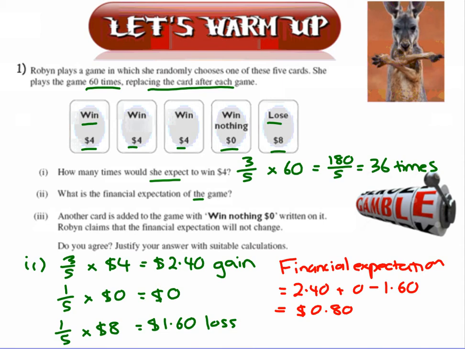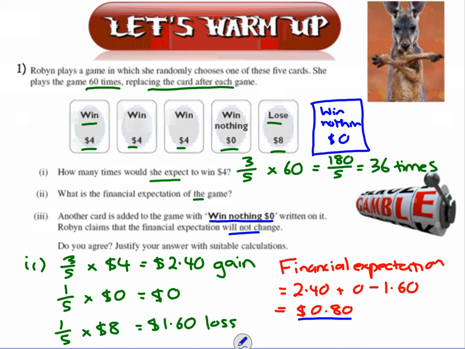Part III says another card is added to the game. So for example, we've got another one here, and that card is win nothing, $0. You don't have to draw the card if you don't want, but sometimes it can help. Robin claims that the financial expectation will not change, i.e. it will stay 0.80. Do you agree and justify with suitable calculations?